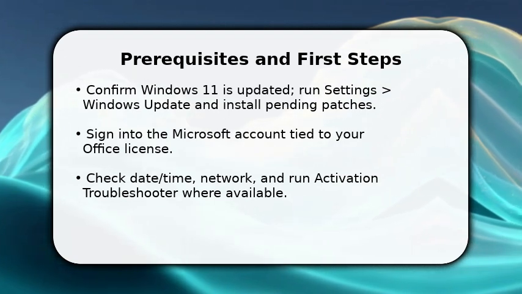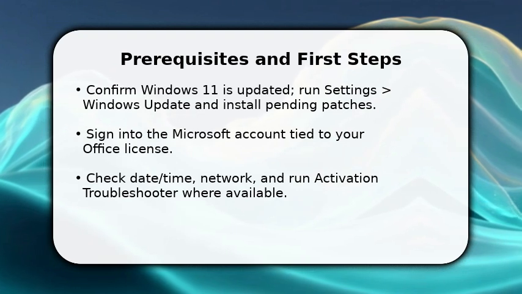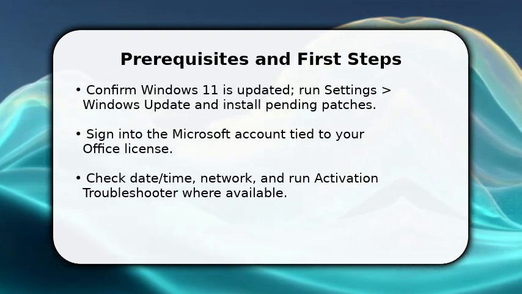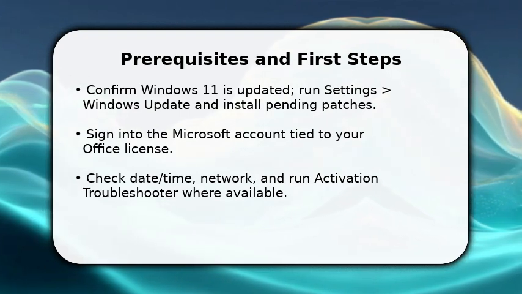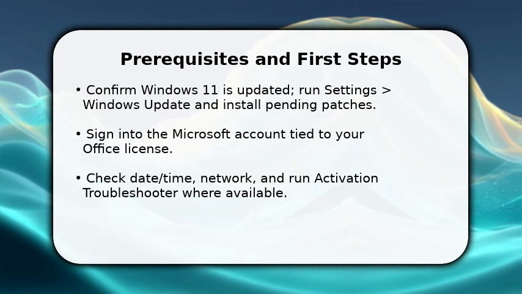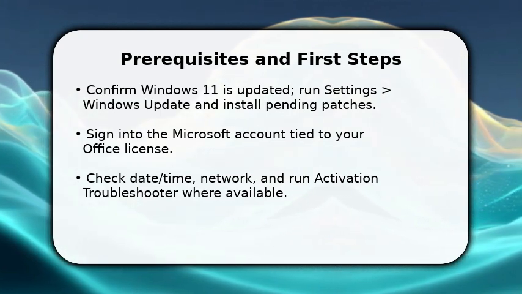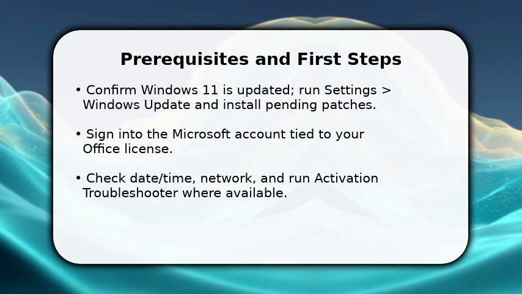If it shows activation failed, run the built-in activation troubleshooter or navigate to Settings, System, About to confirm system build. These steps remove common blockers and prepare you for reactivating Office without wasting time on irrelevant checks.